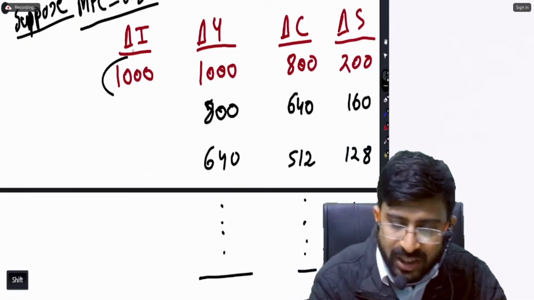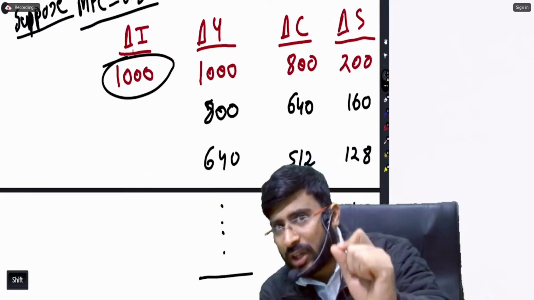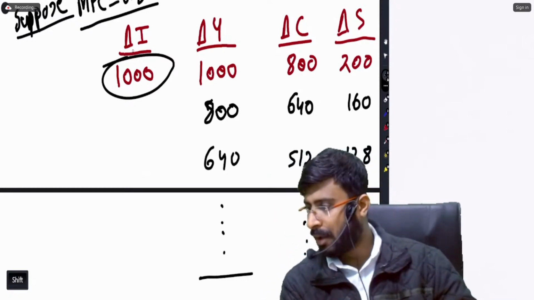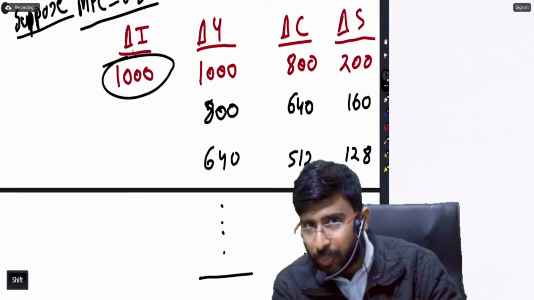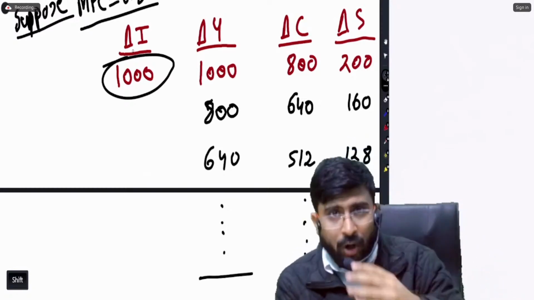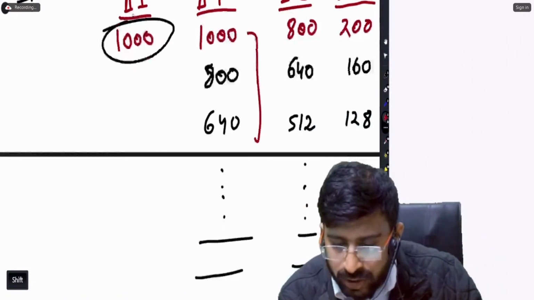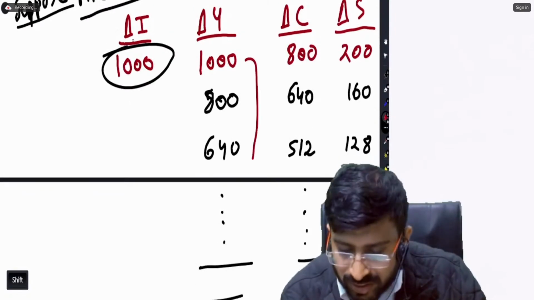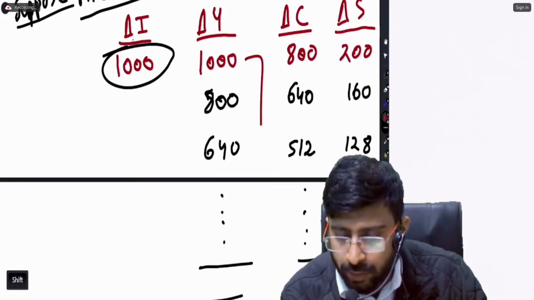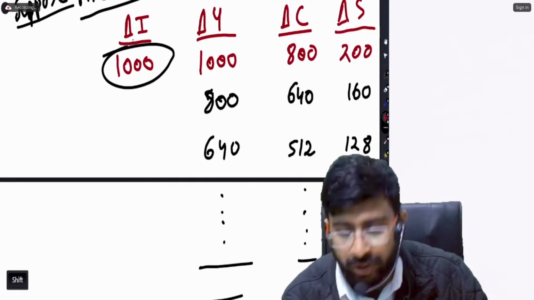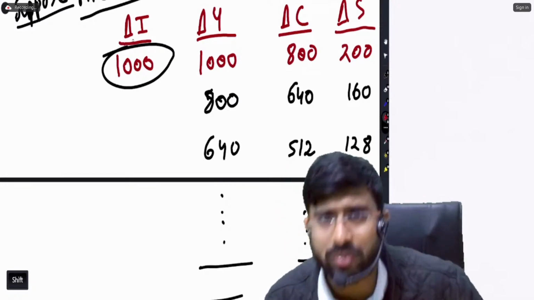Sir, what? You have seen that investment was increased by only 1,000 rupees. But because of the increase in investment by 1,000 rupees, income has increased by more than 1,000 rupees. Can you see it, dear students? Yes or no? Tell me.